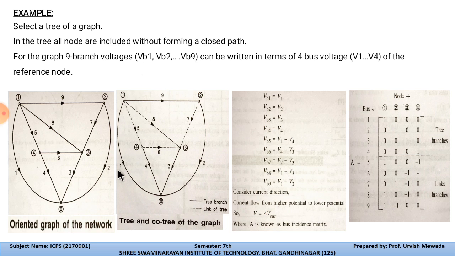Now the tree branches form a subset of elements. This is showing that from the subset of the elements, it is the connected graph. The number of branches B required to form a tree is equal to the number of buses. The number of buses we have is 4, so we have 4 branches in the tree.